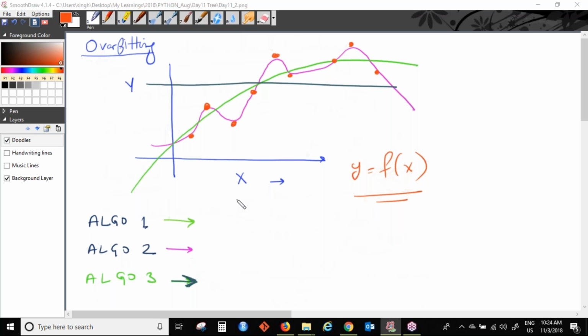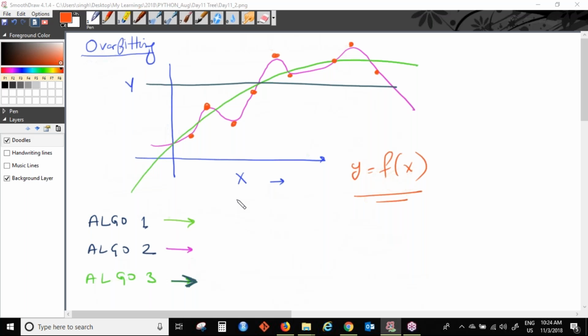If you look at the error, definitely the pink one has the smallest error because you can see that the pink curve almost always passes through the points. So if you find the errors, it will have the smallest error, even smaller than the green one or the gray one. But still, I'm saying the pink one is not the best. Why? That is because this will not generalize well on new data points.